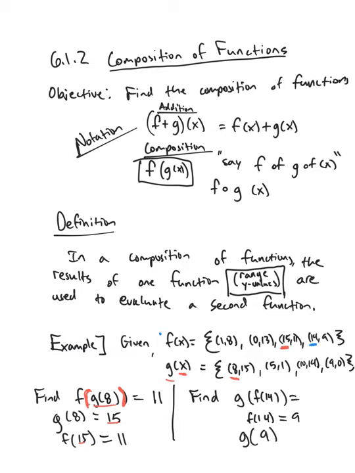We're going to plug that into the g function. Okay, now looking at g, where is the x value 9? Oh, right there at that ordered pair. So g of 9 is 0. So g of f of 14 is 0. All right.